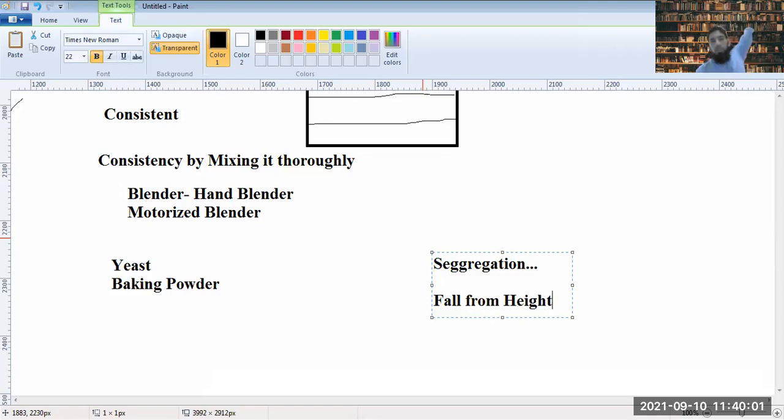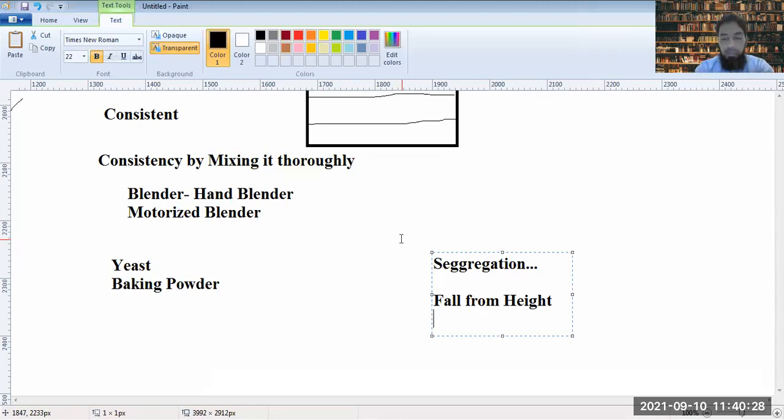You do not allow it to fall from height. If you allow it to fall from height, it will fall down and throw up like this, and it will actually segregate into different particles. So falling from height is not good, because it again disintegrates. There is no consistency then. That's one thing.